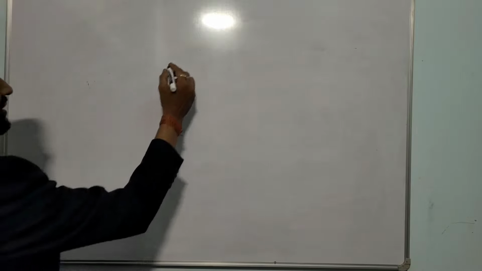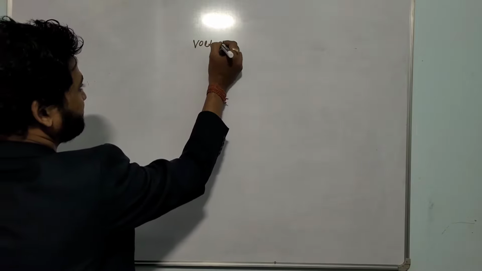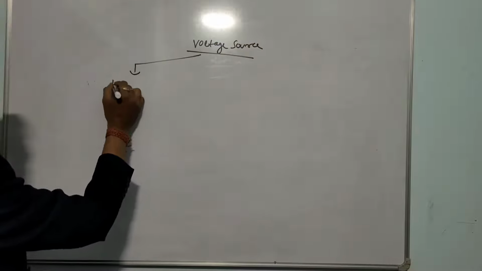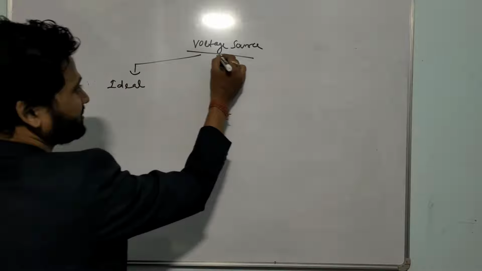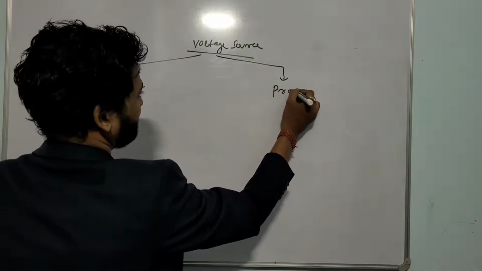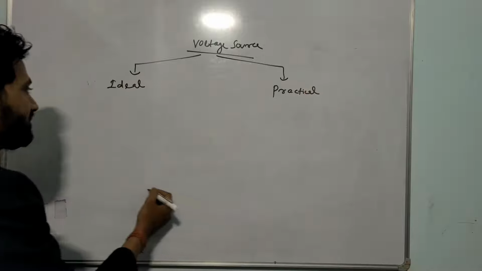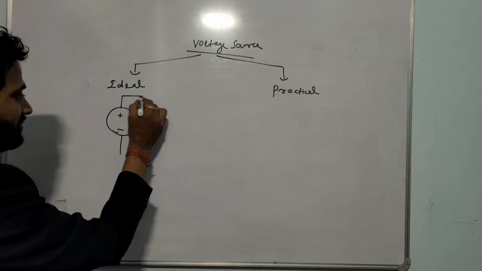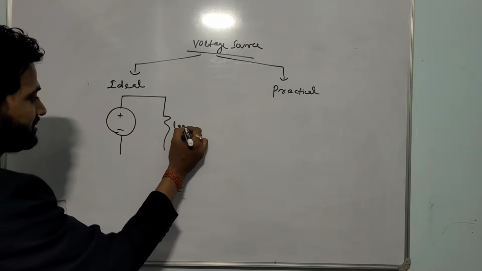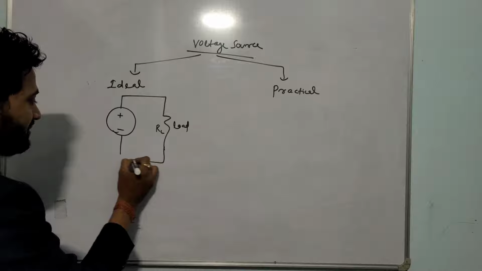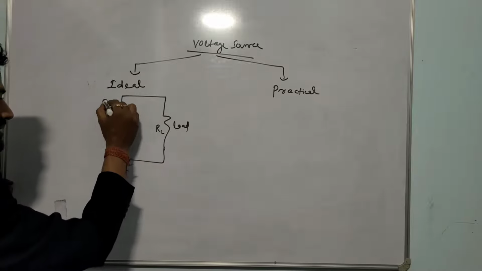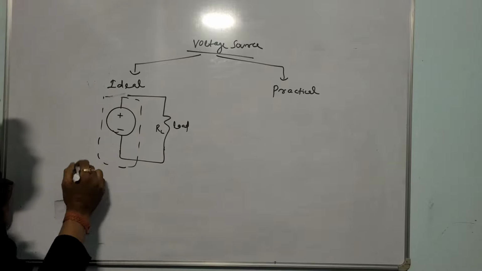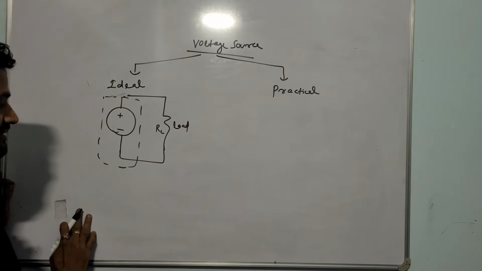So पहले voltage source देखते हैं. Voltage source are two types. One is ideal voltage source, second is practical voltage source. So ideal voltage source क्या है? Let this one as voltage source and this is your load resistance RL. So ये हो गया ideal voltage source. ये जो voltage source is ideal. This one is ideal. So it has no internal resistance.